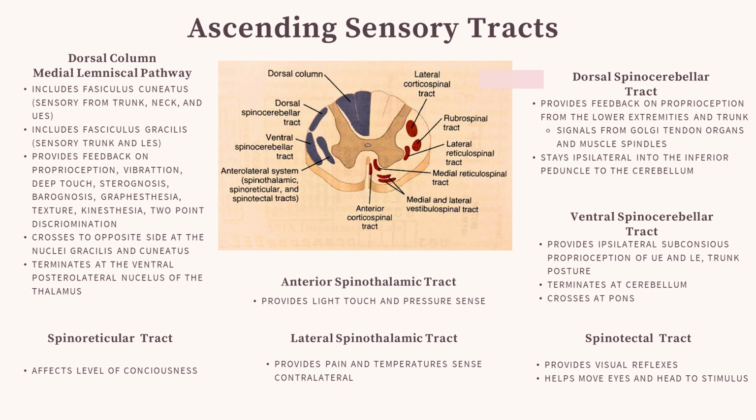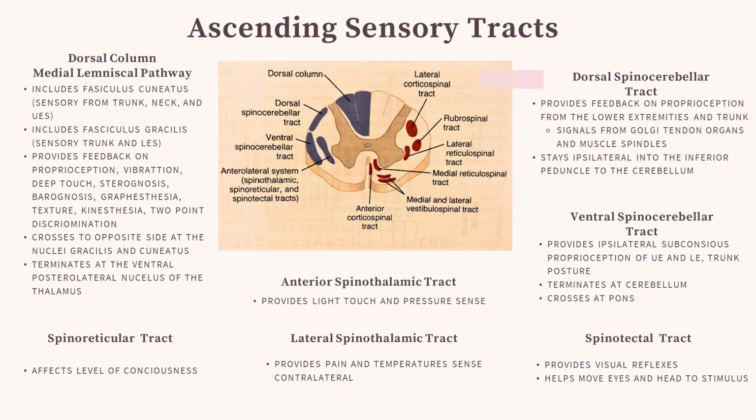And then we're going to go into another important part of the posterior ascending sensory tracts. We're going to talk about the dorsal spinocerebellar tract. So the spinocerebellar tract provides proprioception again for the lower extremities and the trunk. So that's where we're going to get some more of that feedback from that dorsal spinocerebellar tract.